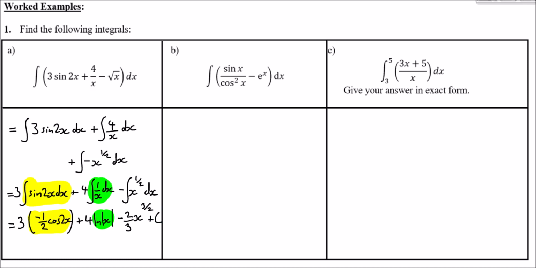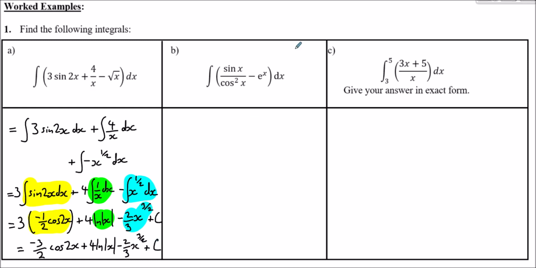So simplifying and piecing these bits together now, so that bit there becomes that bit. We've pretty much got it done. So we've got minus 3 over 2 cos 2x, or minus 1.5 cos 2x, plus 4 lots of the natural log of x, minus 2/3 x to the 3 over 2, plus, of course, the constant of integration, c.